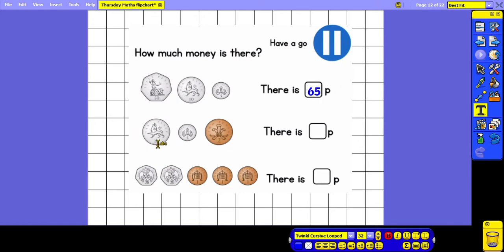For the second one, you've got 10 add 5, which is 15. 15 add 2 is 17. So you've got 17 pence. And for the final one, you've got 20 add 20, which is 40. And then 1, 2, 3. So altogether there is 43 pence.